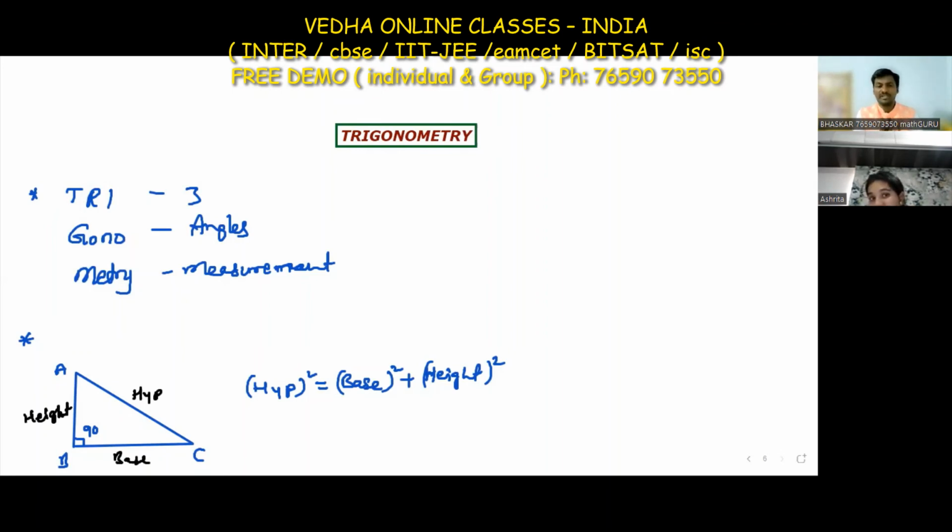Few students learn it as hypotenuse square is equal to base square plus height square, few learn it as hypotenuse square is equal to side square plus height square, few learn it as hypotenuse square is equal to adjacent side square plus opposite side square, and few learn it as AC square is equal to AB square plus BC square. Which is correct? Everyone is correct. Whatever you want, you can learn. But which is the better way to remember? This is a better way to remember.